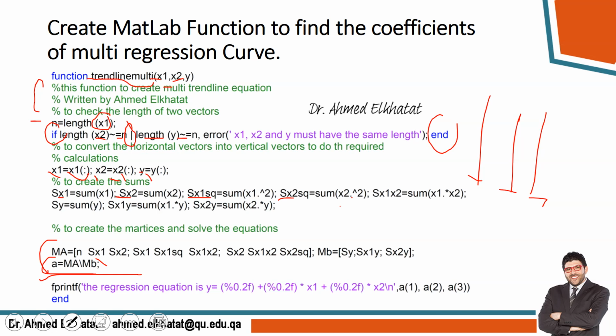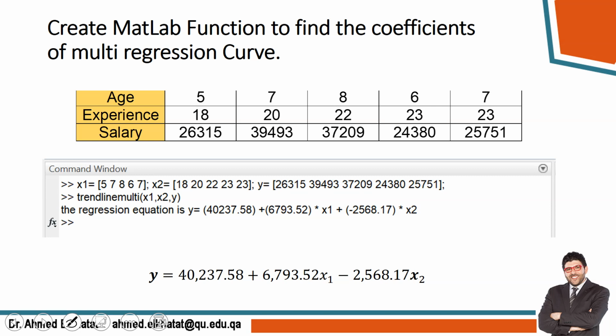Okay, so now we put x1, x2, and y, then the regression line will be similar to the previous one, exactly what we got before.